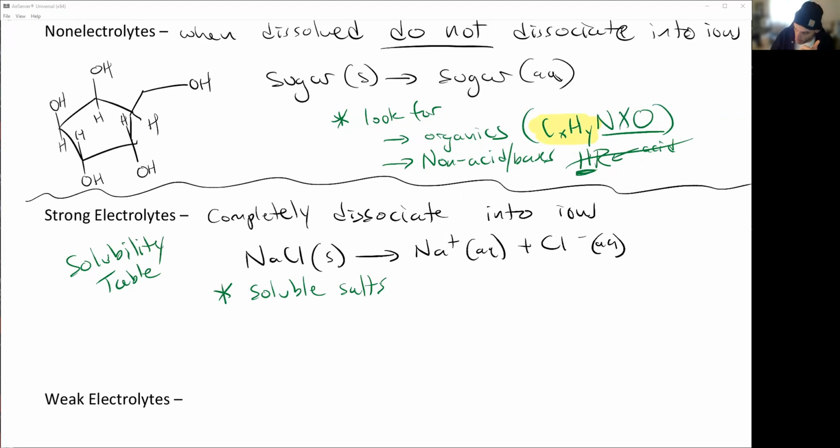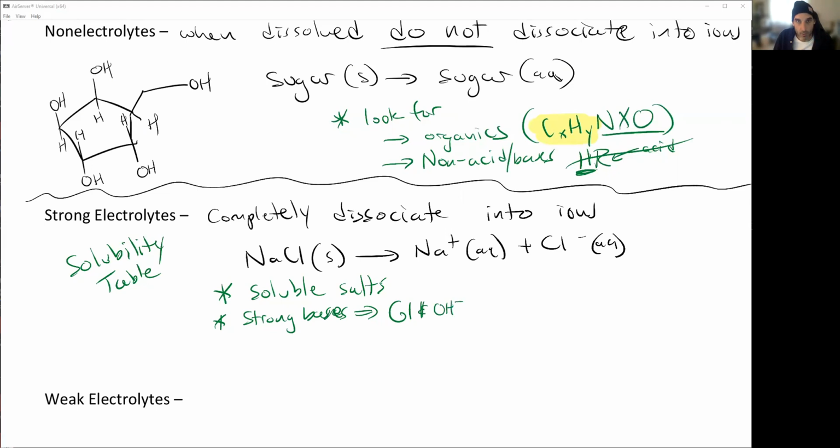Any nitrate, remember there's a handful, like nitrate and acetate, those two are always going to be strong electrolytes. Also the list of strong bases, which we've talked about before. The reason I include the strong bases next is because they are on the soluble list in the solubility table. So if you know the solubility table rules, you don't need to memorize bases as well because they're included in the above. So just to remind you, group 1 and hydroxide.